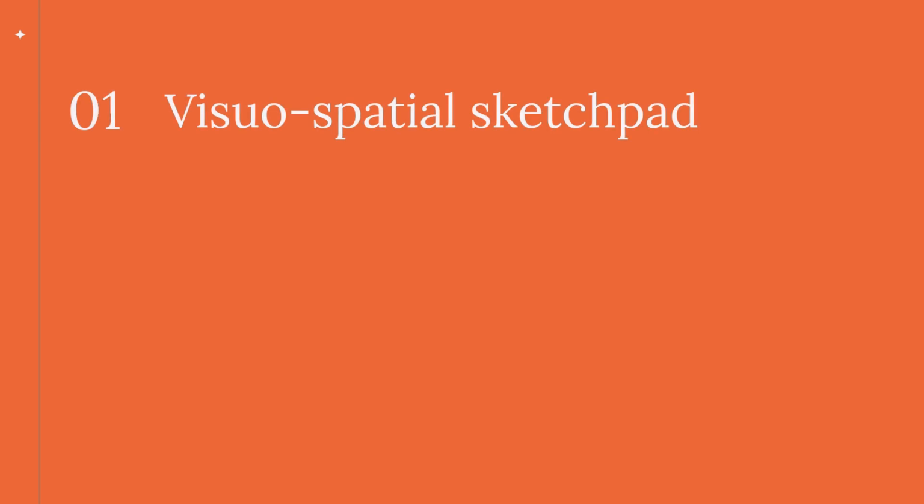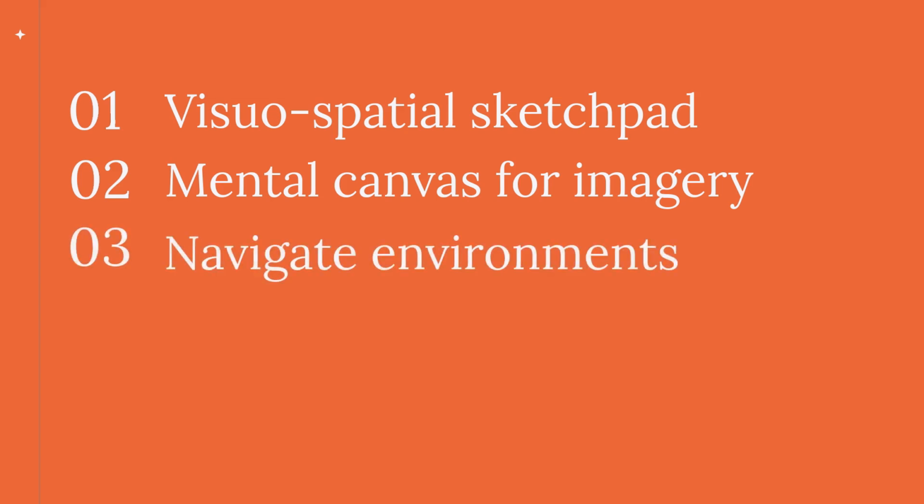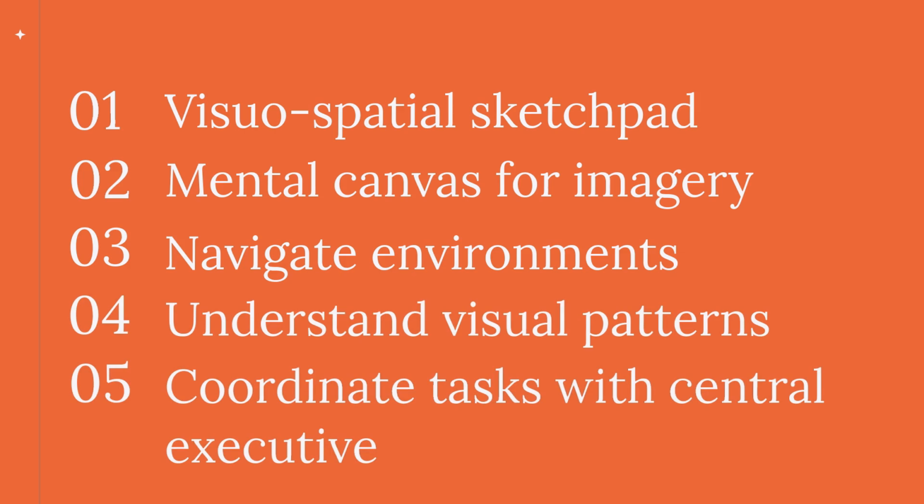The visuospatial sketchpad handles visual and spatial data. It is like a mental canvas for imagery and spatial reasoning. This component helps us navigate environments and understand visual patterns. It works closely with the central executive to coordinate tasks. Its role is crucial in activities like driving and playing sports.